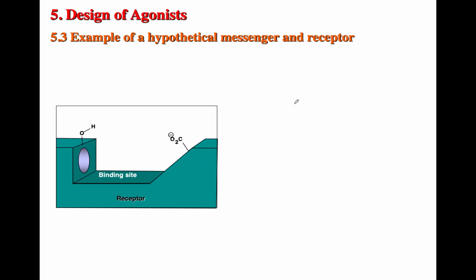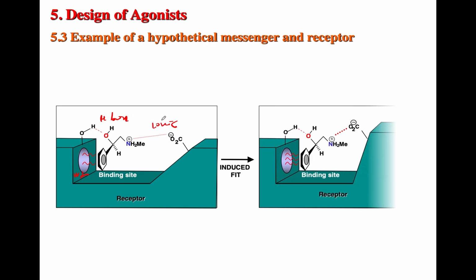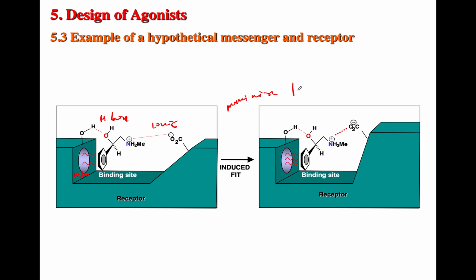So that hypothetical messenger is going to fit within this binding site. As we mentioned, you have the van der Waals interactions taking place here, the hydrogen bonding taking place here, and then you have the ionic interactions in here. Now, after the interactions are initiated, then you have an induced fit to maximize bond length and also orientation.